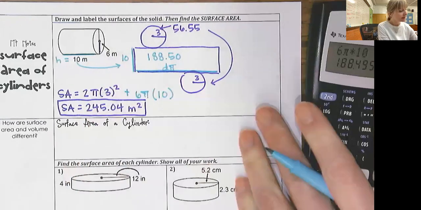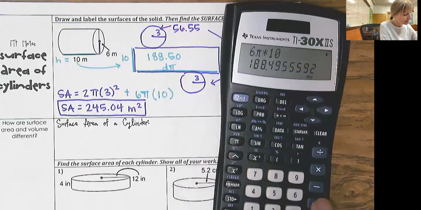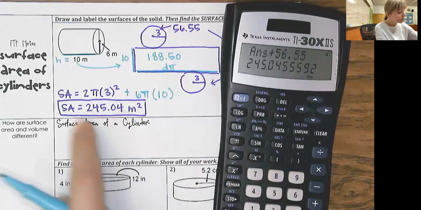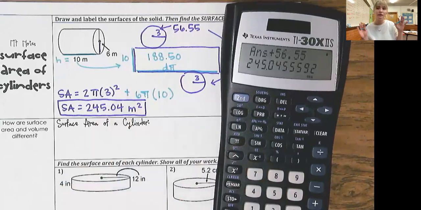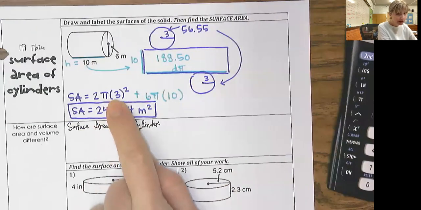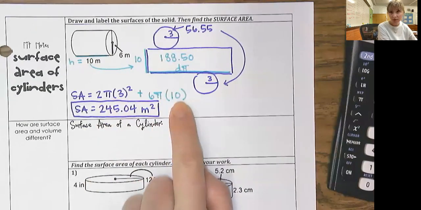That's the rectangle part. And then of course I could add those together. And 245.04. But if you understand how to set up the entire thing at once, it makes your calculator work a lot easier. This is still 2B plus PH. That's still what it is.